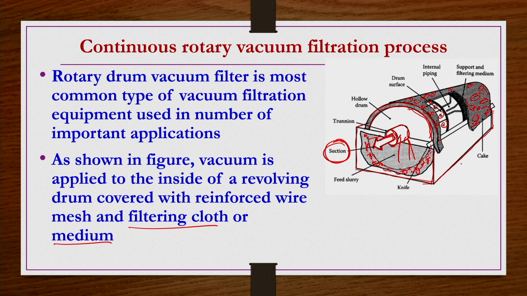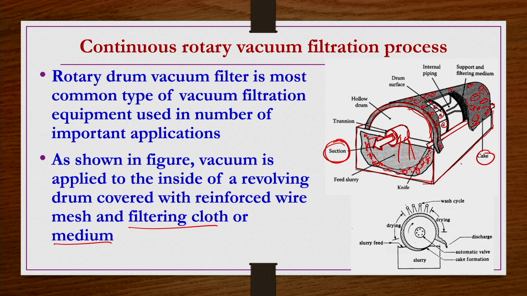The solids are continuously removed by a knife that is provided. It scrapes the solids when the drum comes up to the upper side like this. Then the material comes out and the cake is collected here. This is the simple working principle.